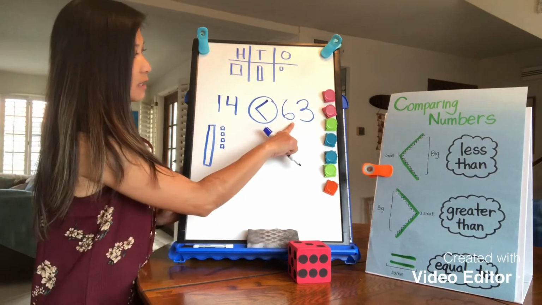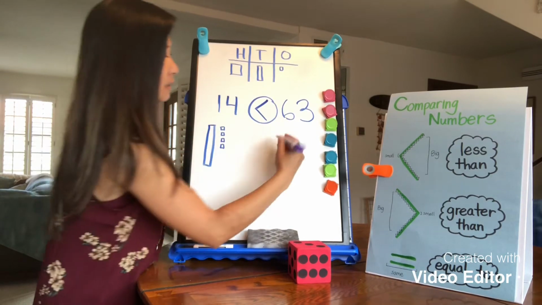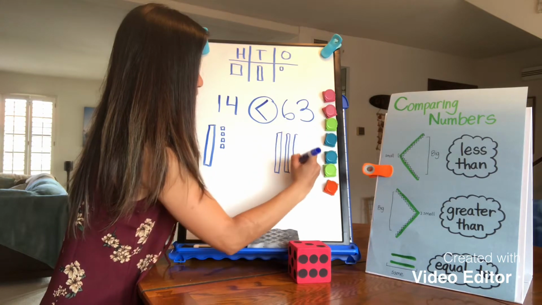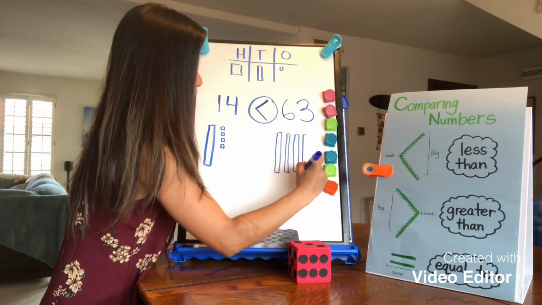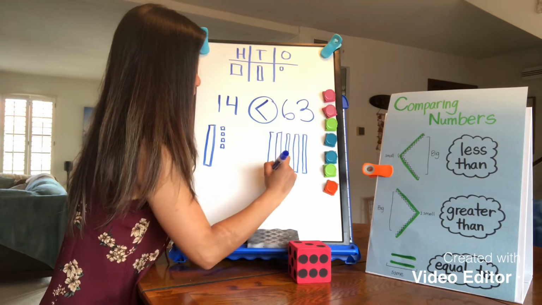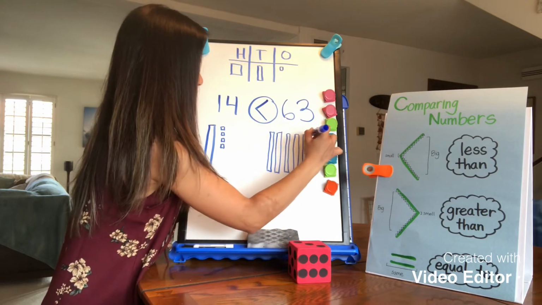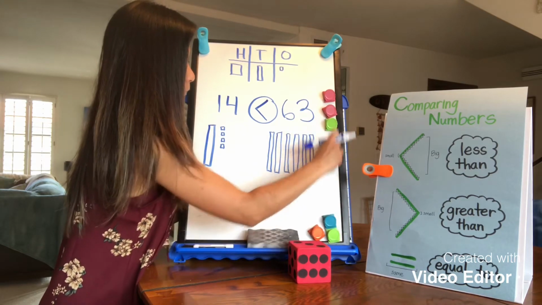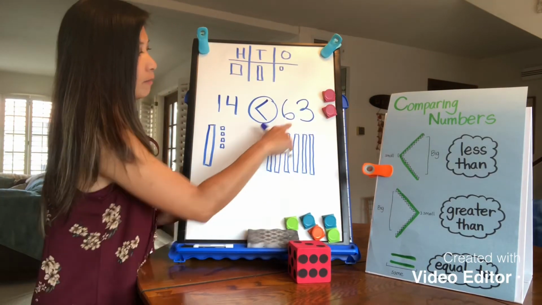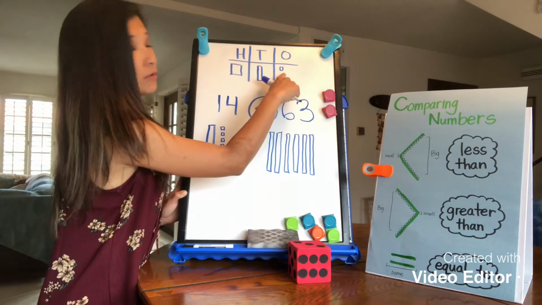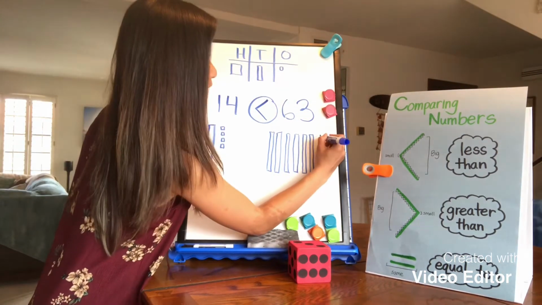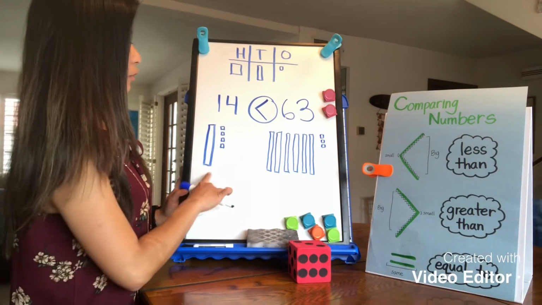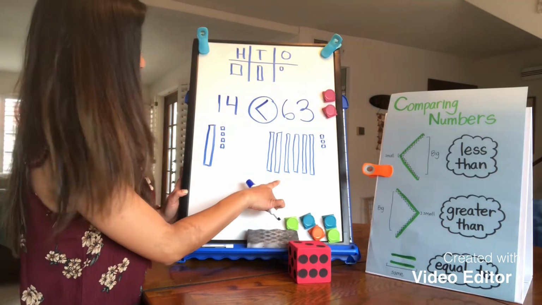Now 63, I've got my 6 in the tens place, so I'm going to draw 6 longs. 1, 2, 3, 4, 5, and 6. And then my number 63 has 3 ones, so I can draw my 3 small squares to show my 3 ones. And now I can double check and make sure that I'm using the correct symbol.